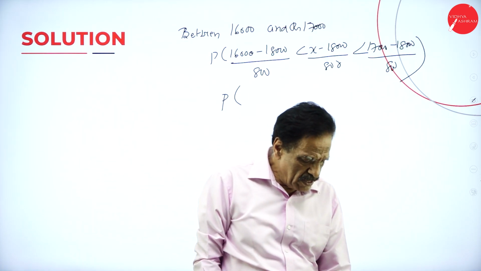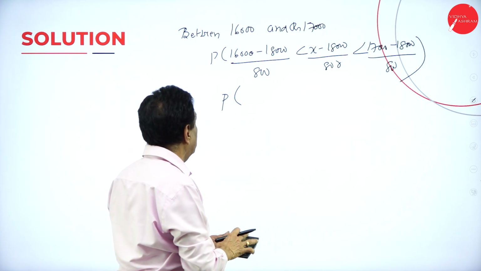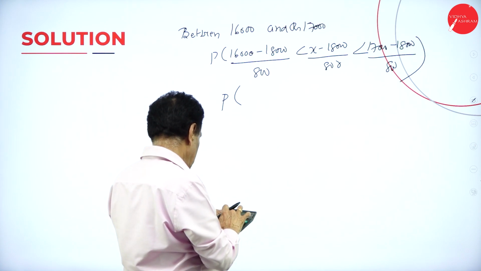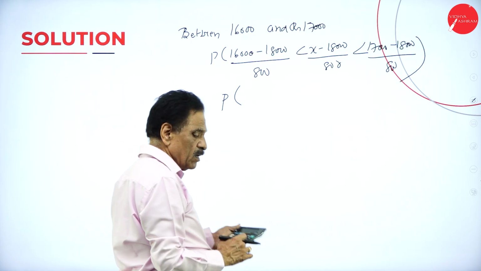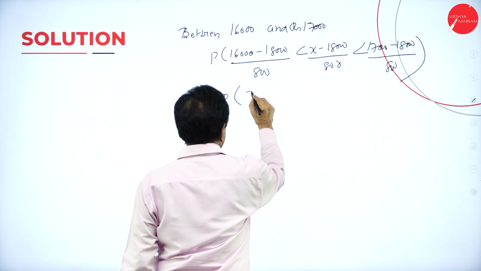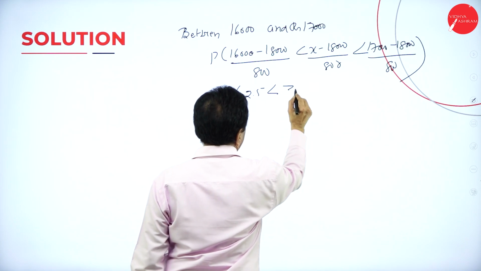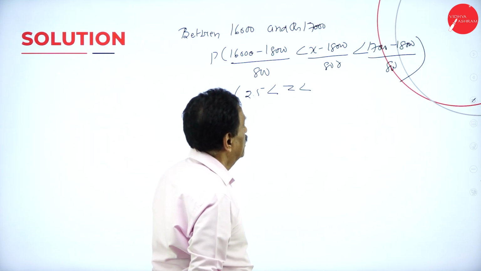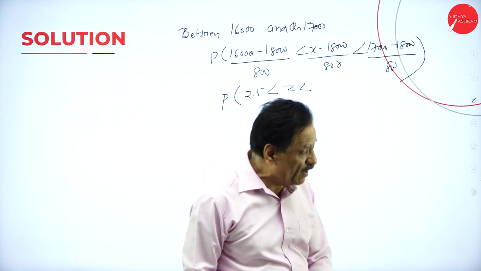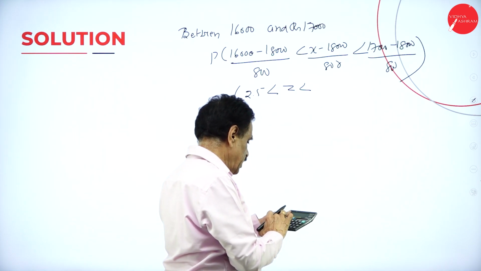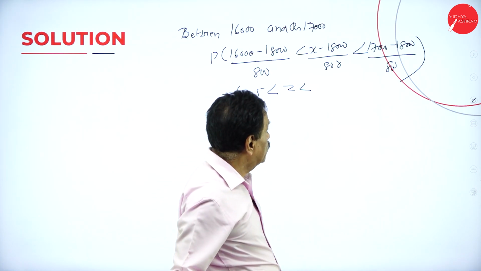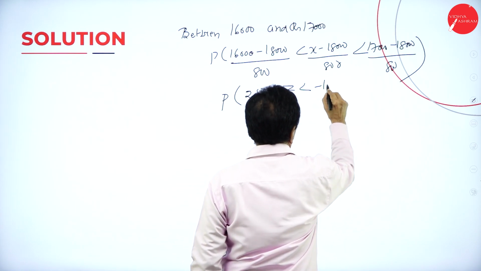16,000 minus 18,000 is minus 2,000, divided by 800, that is minus 2.5. So P of minus 2.5 less than Z less than 17,000 minus 18,000, which is minus 1,000 divided by 800, that is minus 1.25.